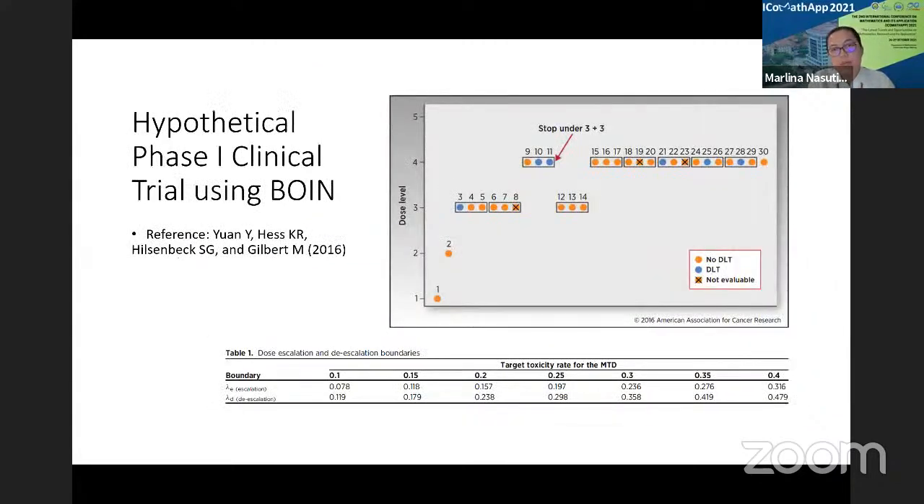And this is a hypothetical example. So basically, you can see here it is a case where the expected or the true DLT rate is 30%. So that is the one that we are trying to estimate here. So supposedly one patient is entered and gets dosed at dose level 1. There are 5 pre-specified dose levels, basically, and a total of 30 patients here.